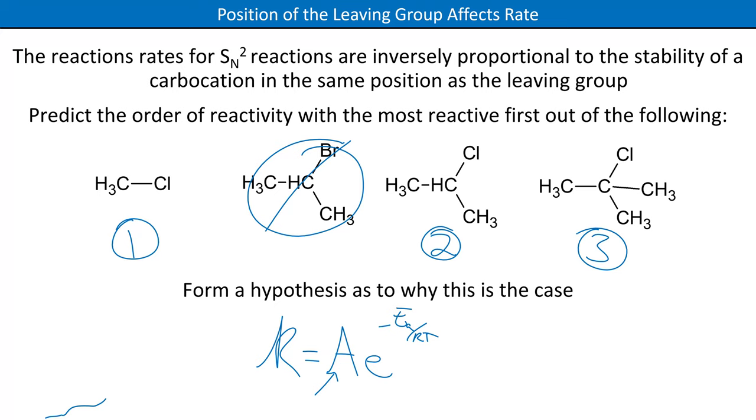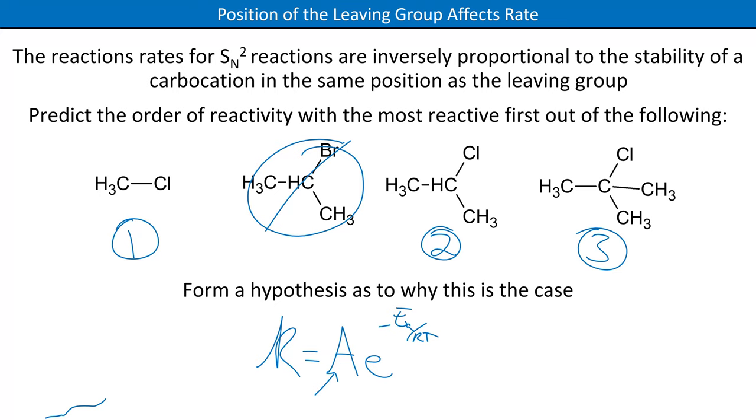The problem is when we actually do this experiment, we find that what should be a really, really slow reaction, under the right conditions, is actually really fast as well. And so that tells us that there's something else going on.